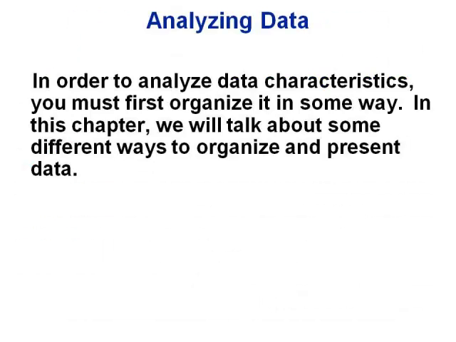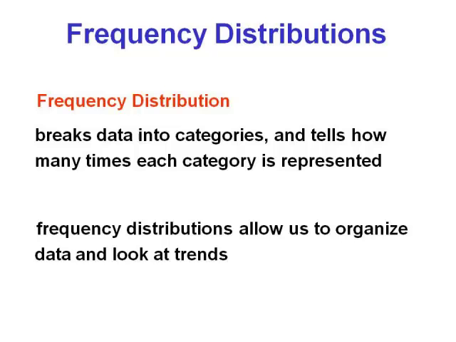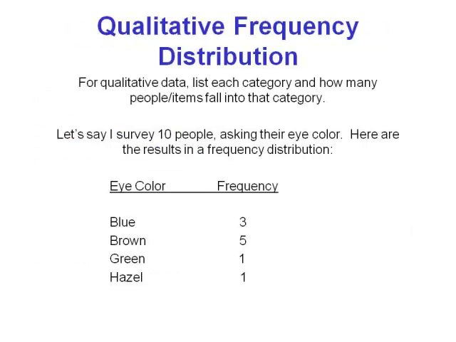So before you can actually look for these patterns and trends, you need to organize your information in some sort of way. That's going to be the focus of this chapter. In this section we're going to start off talking about how to organize the information into frequency distributions. Frequency distributions break your data into categories and then tell you how many of the subjects in your study fall into each category. It just sort of helps you organize the information.